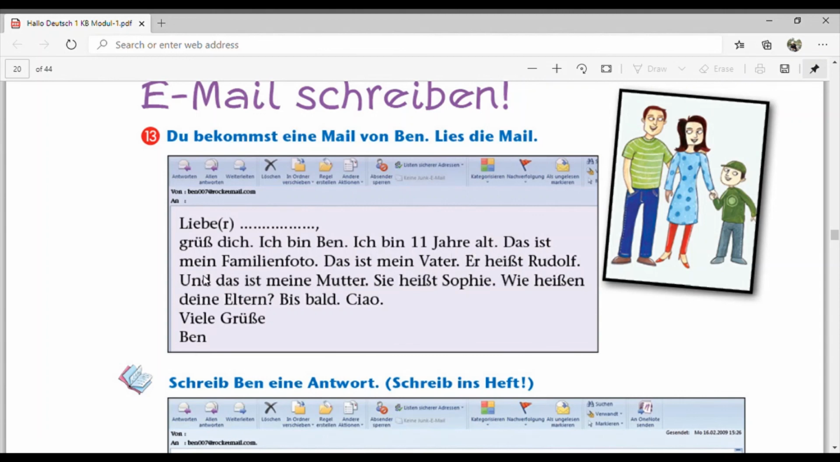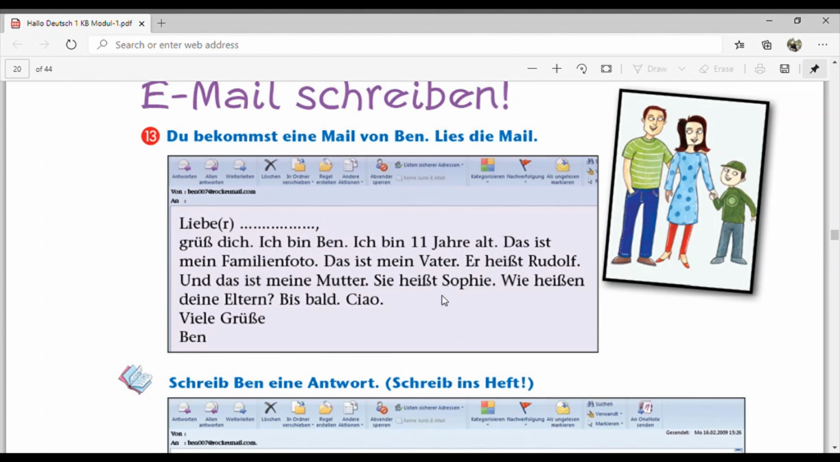Das ist meine Familienfoto. This is my family photo. Das ist mein Vater. This is my father. Er heißt Rudolf. His name is, or he is called Rudolf. His name is Rudolf. Yeah, we can say. Und das ist meine Mutter. And this is my mother. Sie heißt Sophie. And she is called Sophie. Yeah, her name is Sophie.